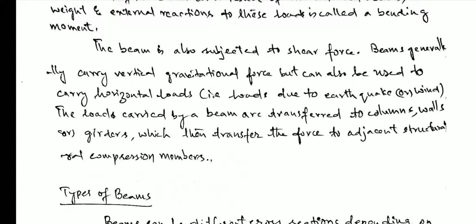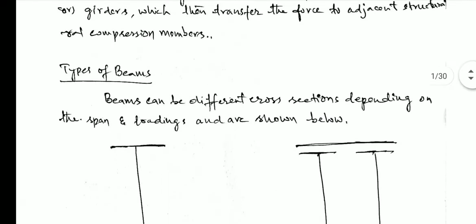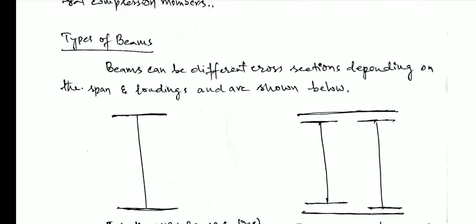Next, you should understand the different types of beams. Beams are classified depending upon the shapes available in the market. In RCC we can make any type of shape, but in steel structures we have to design our beam depending upon the shapes available in the market. Here different shapes are available. They have given different beam shapes. The beams can have different cross sections depending on the span and loading, and are shown below.